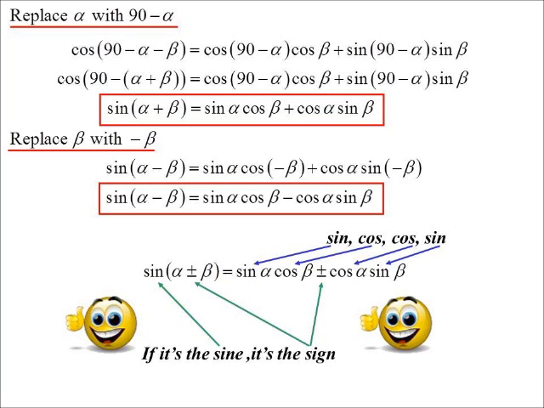Whereas when I'm doing cos, I start with what I'm working with. Cos, cos, cos always goes together. Cos, cos, sine, sine. If it's not the sine, it's not the sine.